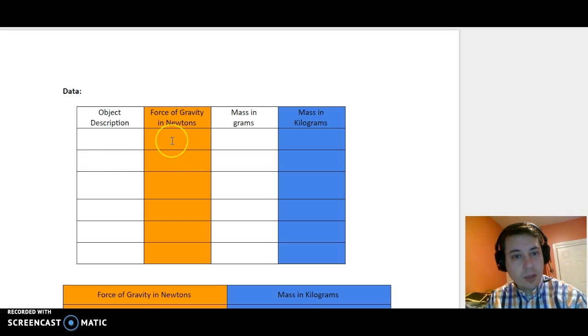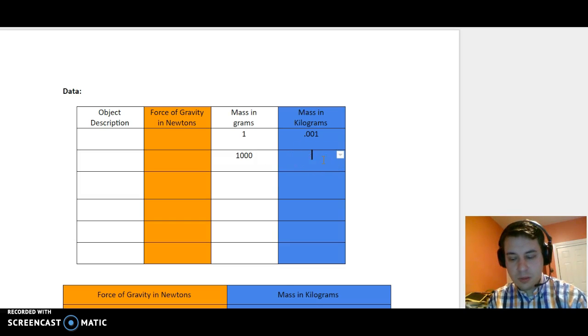Now, I can't comment on what everyone's data table should look like. I can tell you if the numbers seem reasonable, but one of the first things you could check is the conversion between mass in grams and kilograms. If an object was 1 gram, we move the decimal place 3 spots to the left, so the mass in kilograms would be 0.001 kilograms.